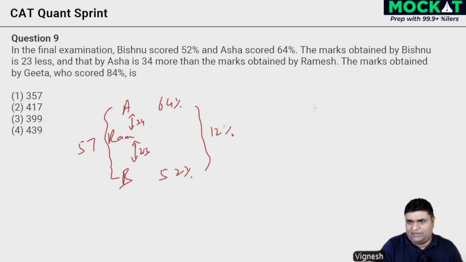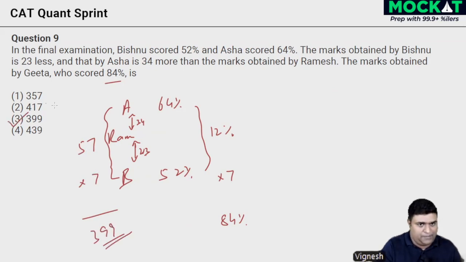So 57 is 12%, what's asked here? The marks obtained by Geeta, who scored 84%, is somehow how much? Somebody scored 84%. 12 into what is 84%? Into 7. Do the same here, into 7, right? 5 sevens are 35. 350 plus 49, that's 399. Mark it, keep going. This is one of the quickest ways of solving this without using variables, right? So just write it in terms of top to bottom, right? In terms of marks, it's easy to visualize and figure out these. I mean, too easy to place these values and solve them quickly.